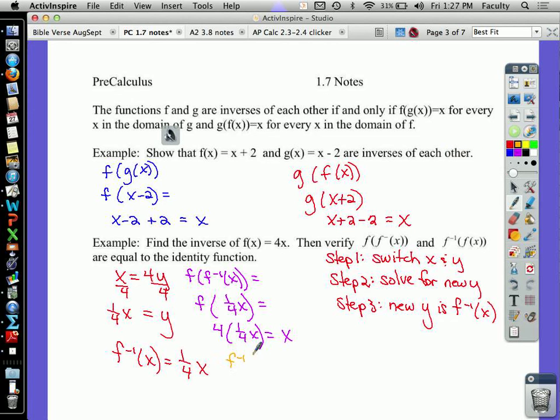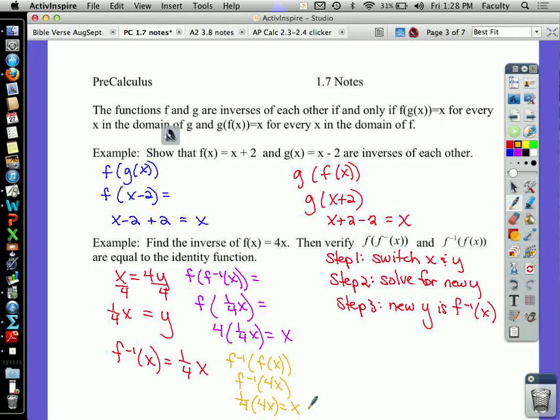Then we're going to do f inverse of f of x. F of x is 4x. And then it says take f inverse of 4x. Well, f inverse says take 1/4 the input, which is x. So this does verify that they're inverses of each other. Okay?